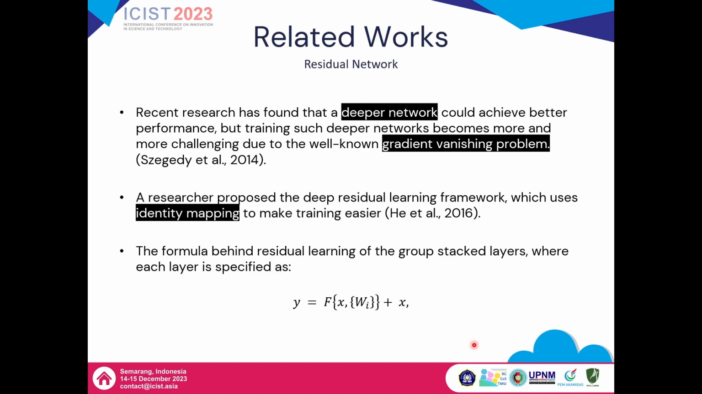And how about a residual network? Recent research has found that a deeper network could achieve better performance, but training such deeper networks becomes more and more challenging due to the well-known gradient vanishing problem. A researcher proposed the deep residual learning framework, which used identity mapping to make training easier. There is a formula behind the residual learning of the stacked layers, where each layer is specified as the formula that you can see. Y is the output, and this is the formula of the residual learning.